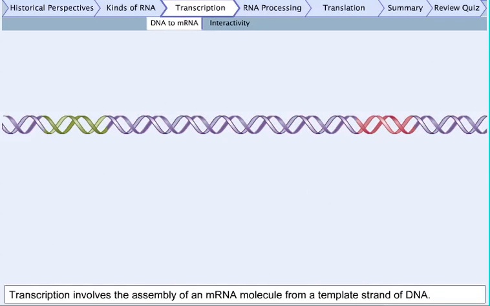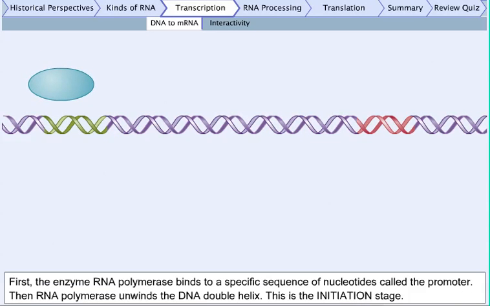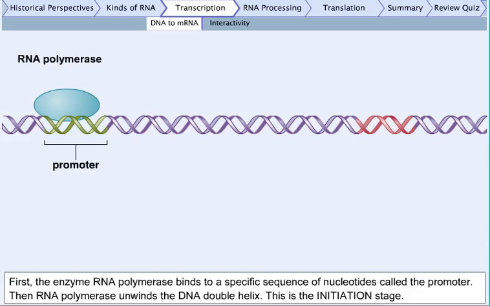Transcription involves the assembly of an mRNA molecule from a template strand of DNA. First, the enzyme RNA polymerase binds to a specific sequence of nucleotides called the promoter. Then, RNA polymerase unwinds the DNA double helix. This is the initiation stage.